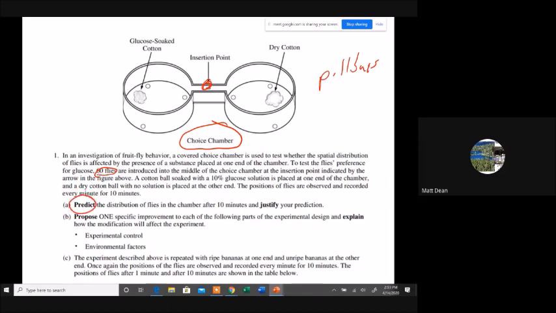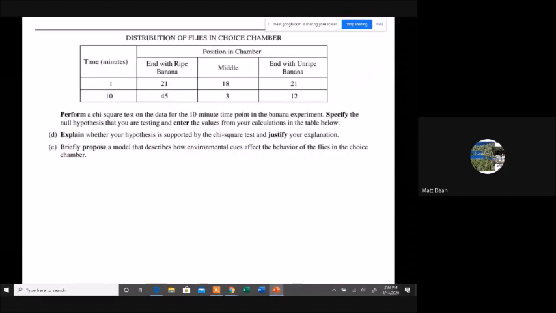So part A, predict the distribution of flies in the chamber after 10 minutes and justify your prediction. Most of you are probably going to predict that most of the flies are going to move to this side. And that would be a good answer. Most of the flies will move to the side with the glucose-soaked cotton. That's a prediction. Your justification would be that the flies feed on glucose. Glucose is a food source. So let's go to the grading rubric and see what it looked like for this.